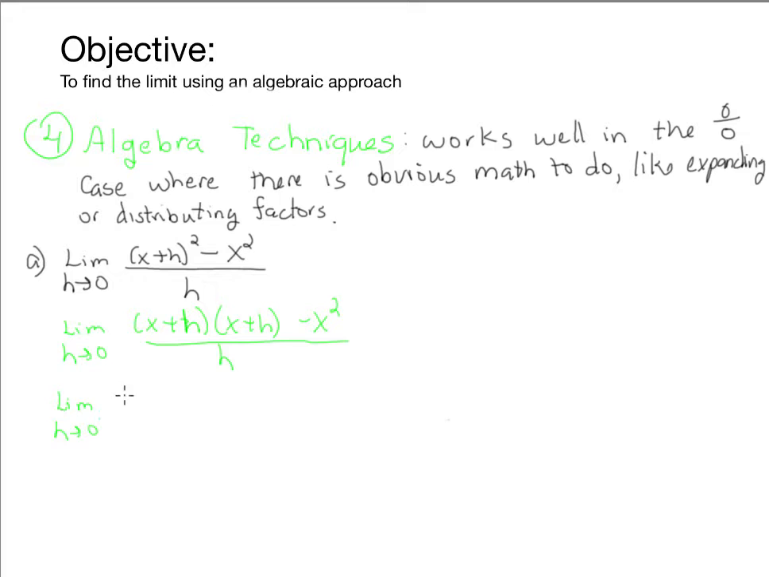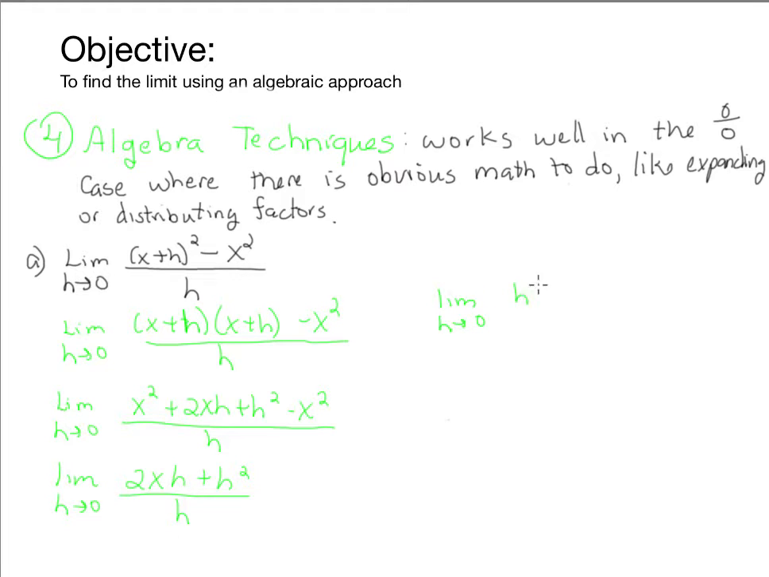So x plus h quantity squared gives us x squared plus 2 times x times h plus our h squared, minus x squared, over h. Combining like terms, our x squared minus x squared cancels out, and that leaves us with just 2xh plus h squared over h on top. Notice at the top we have h in common, so let's factor that h out. That gives us h times 2x plus h when I factor that GCF out, divided by h.